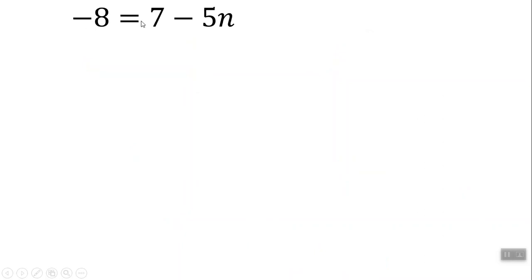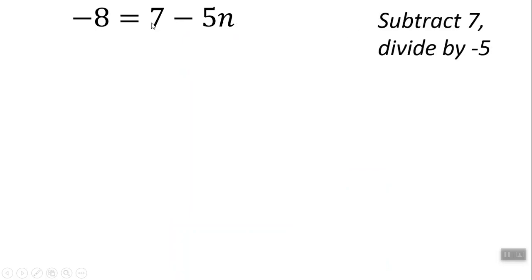This one, negative 8 equals 7 minus 5n. We've got the variable on the right side. The constant that we want to get rid of is 7. The coefficient we want to get rid of is negative 5. So we're going to subtract 7 and divide by negative 5.